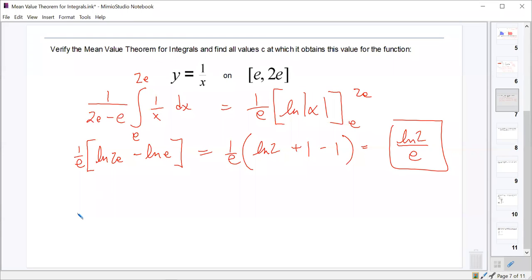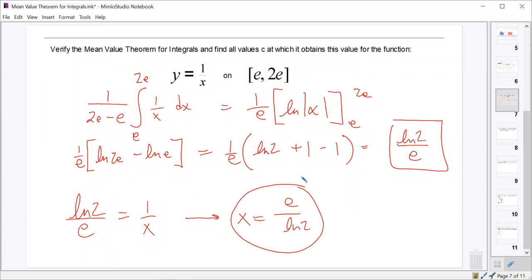And if we want to know when our function hits that value, we just set that equal to our function and get x equals e over ln 2. So this is our average value, and then it occurs at this.